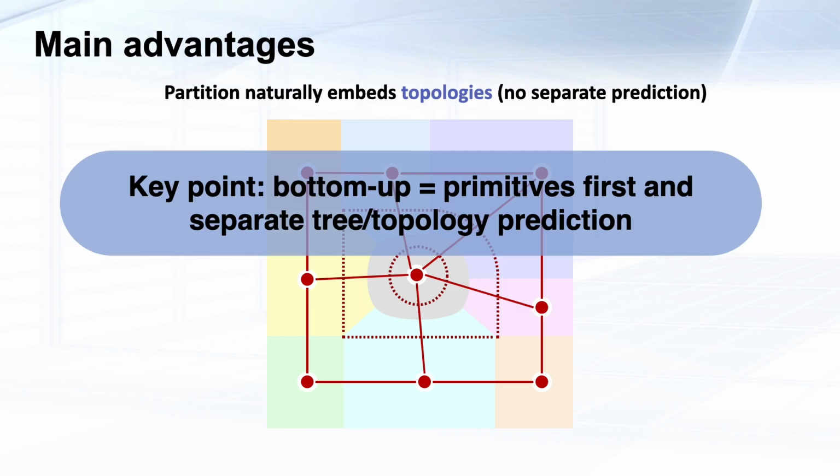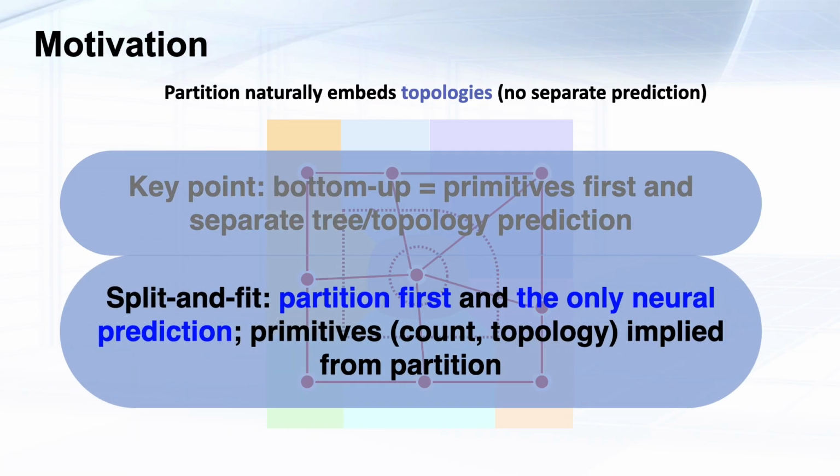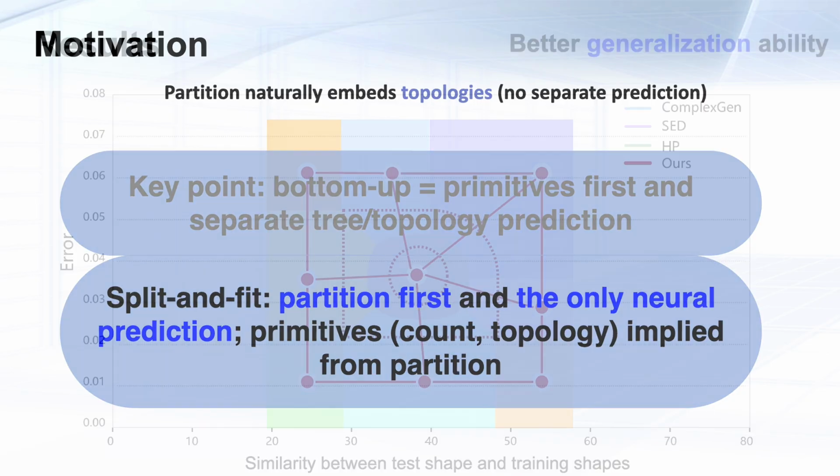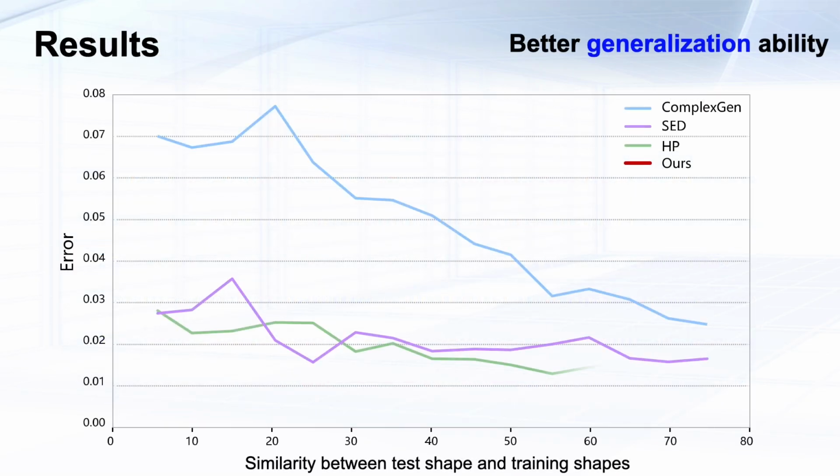Again, the difference with bottom up is that there you get the primitives first. You have to worry about how many, where they are, and how they're connected. But we just get a partition, and we get everything else naturally from the Voronoi partition. I'm not going to show any qualitative results. Of course, it beats most of the baselines and is also highly generalizable compared to the state of the art.